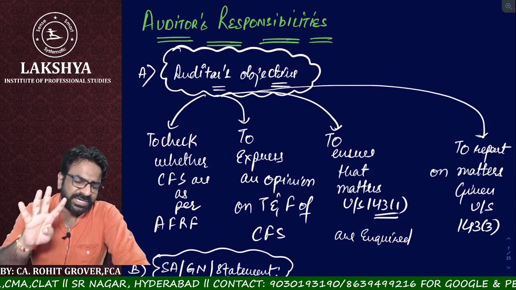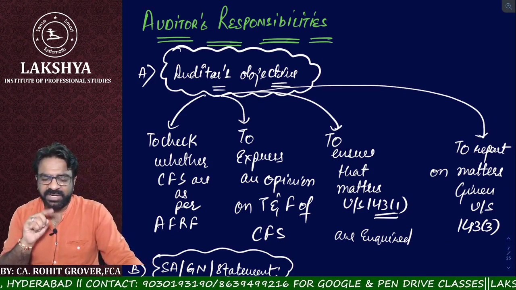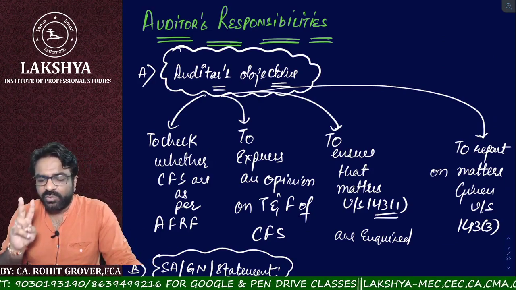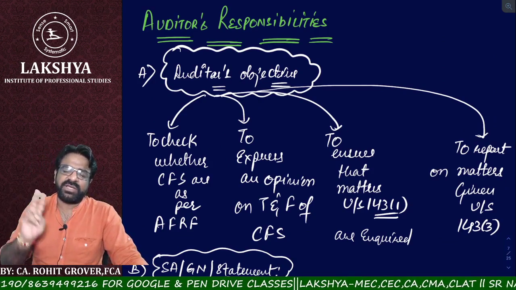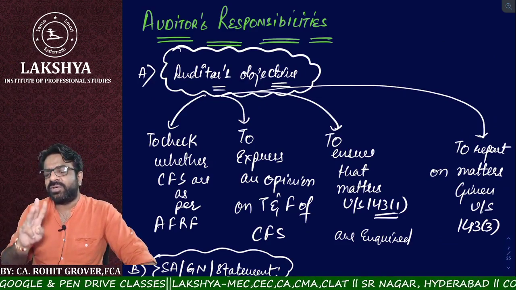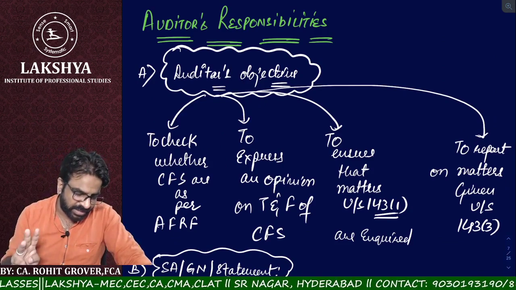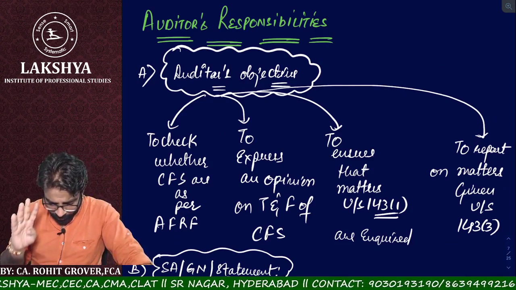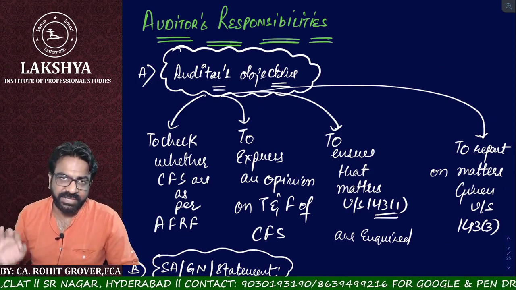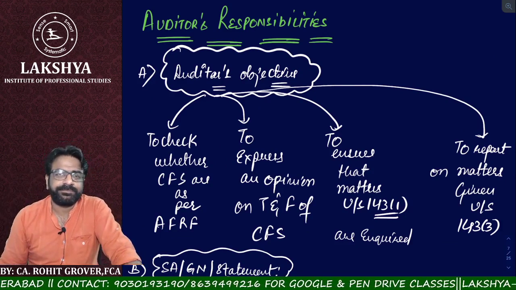So what are the four objectives of an auditor? Sir, the first objective of an auditor is to see that the consolidated financial statements are as per the applicable financial reporting framework. The second objective is to express an opinion on the truth and fairness of the consolidated financial statements. So what is the third objective? The third objective is to ensure that the duty to inquire under section 143 subsection 1 is being taken care of. And the fourth one, duty to report on certain other matters under section 143 subsection 3. So with that, our first part of the auditor's responsibility is over.